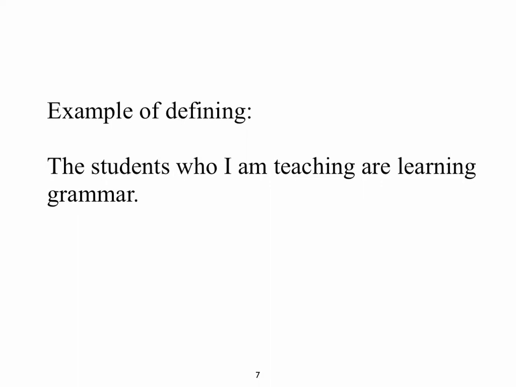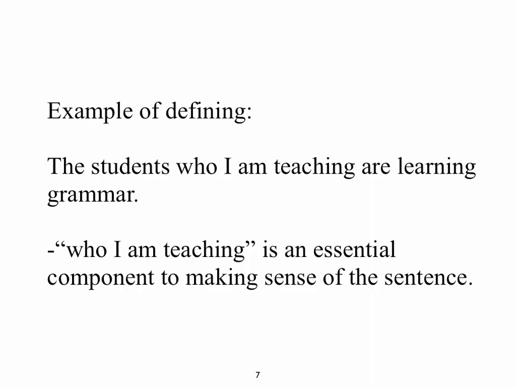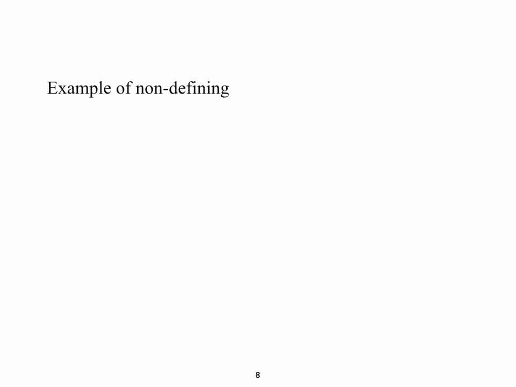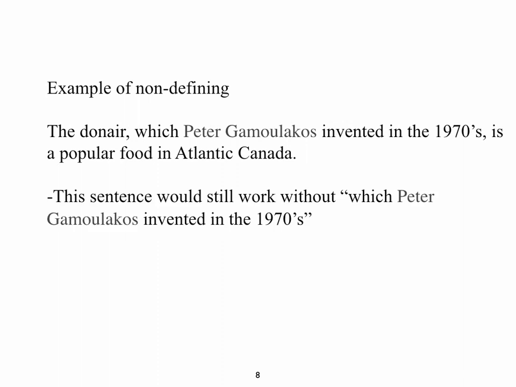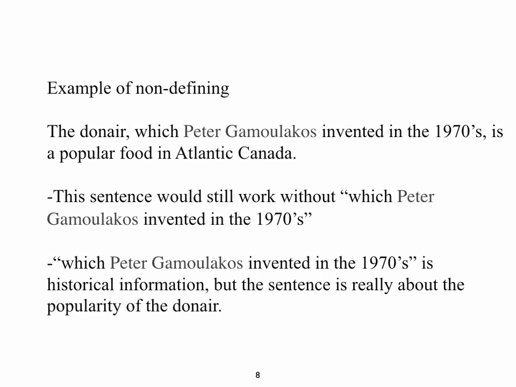Here's an example of defining. The students who I am teaching are learning grammar. Who I am teaching is the relative clause, and in my thinking, it defines students in an important way. It's an essential component to making sense of the sentence. However, let's look at an example of non-defining. The donair, which Peter Gamalukas invented in the 1970s, is a popular food in Atlantic Canada. So in contrast to the previous sentence, this sentence would still work without the relative clause, which Peter Gamalukas invented in the 1970s. Which Peter Gamalukas invented in the 1970s is historical information, but the sentence is really about the popularity of the donair. So in my thinking, the relative clause in this example is non-defining.